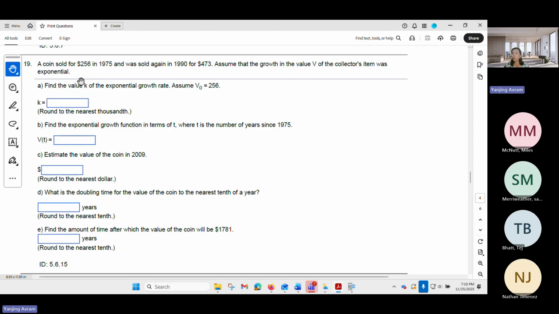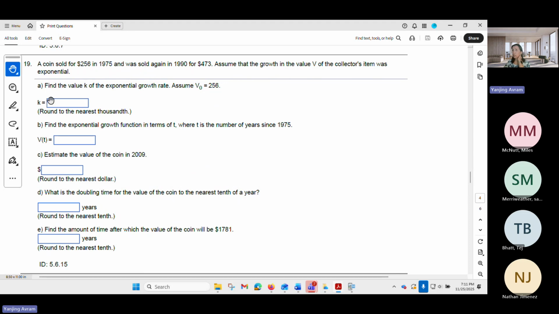A coin sold for 256 in 1975 and was sold again in 1994 for 473. Assume the growth of the value of the coin was exponential. How do you find the value K of the exponential growth rate, assuming the original value is this one? The original value is 256, right? So how do you do this type of equation in here?